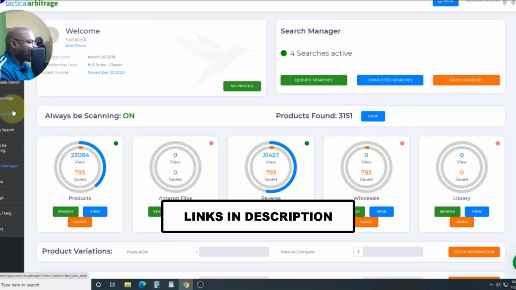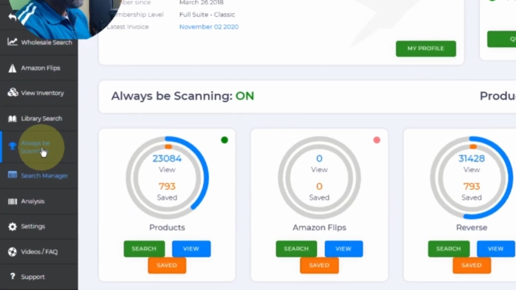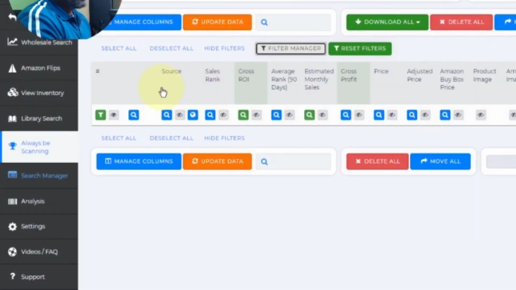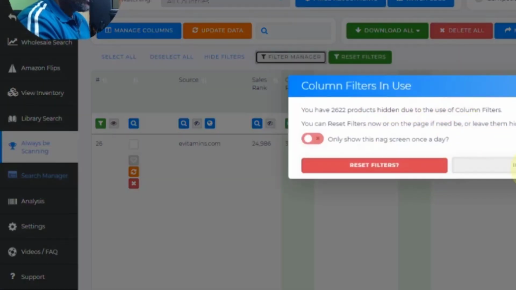I like to use a feature called Always Be Scanning. That means you don't even have to set up a search. All you do is come in, click Always Be Scanning, and then it's just going to pull results, because the software is literally always scanning products for you to look through.